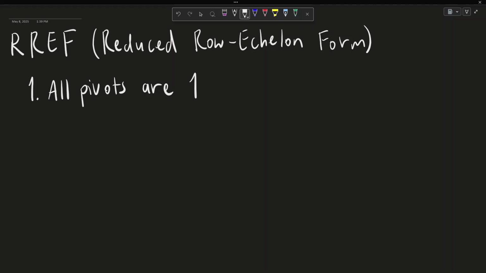The second property that's very important is that the values above every pivot are 0. Similar to row echelon form where the values below every pivot are 0, but as an extension, now if the value for the pivot is not at the top row of the matrix, all values above it must also be 0.